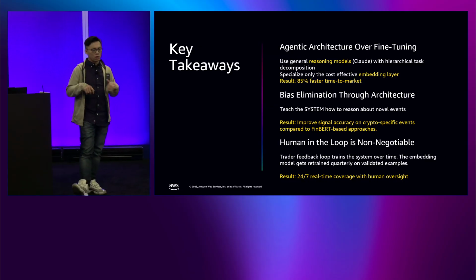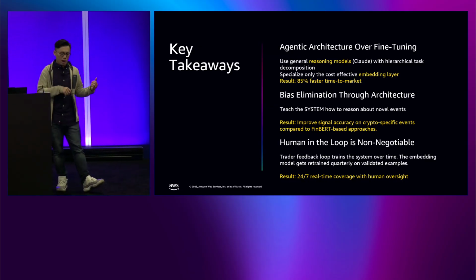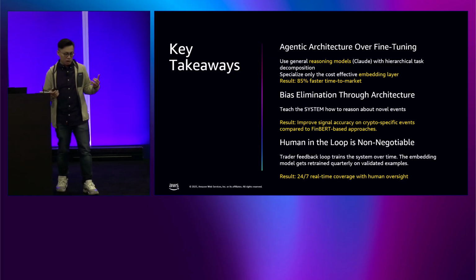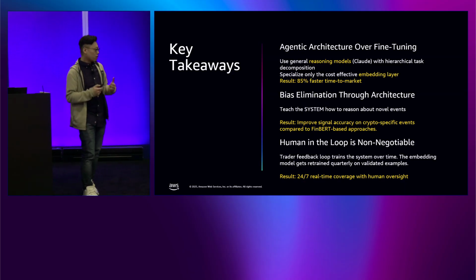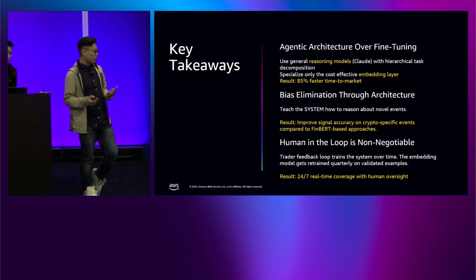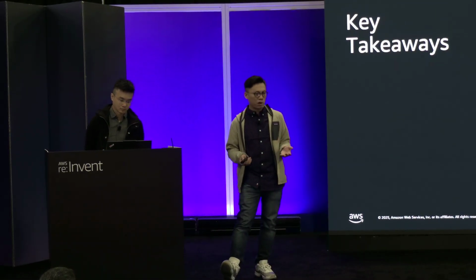Human in the loop is still non-negotiable, but now you can use the trader feedback loop to change the system over time, which results in 24/7 real-time coverage with human oversight.